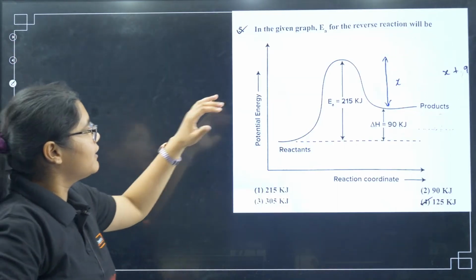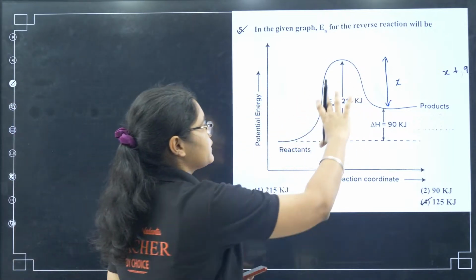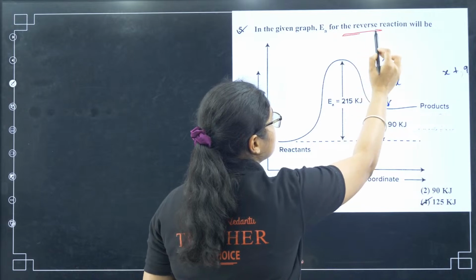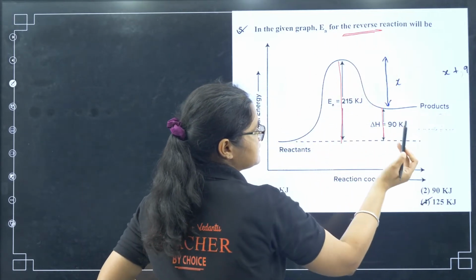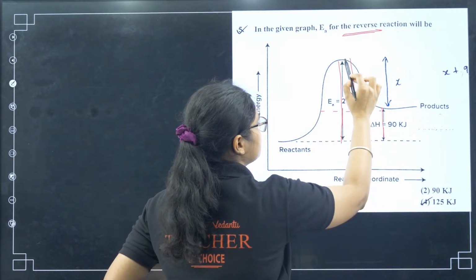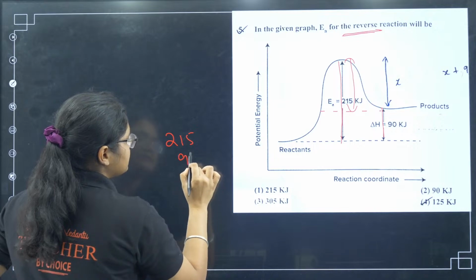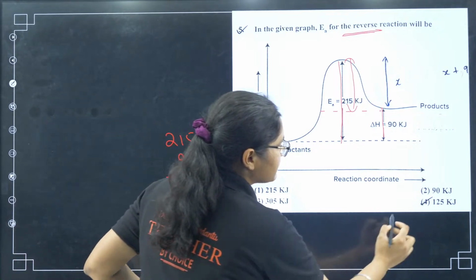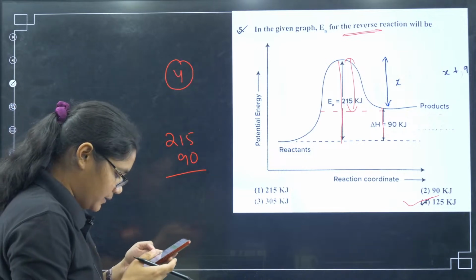Next we have, you have to find the activation energy for the given reaction. So you can see, it is the activation energy for the reverse reaction. Okay, so already we have this much is 215, this much is 90. So what is the activation energy of the reverse reaction? That is 215 minus 90, so that will give me 125. So the correct answer here will be option number 4.